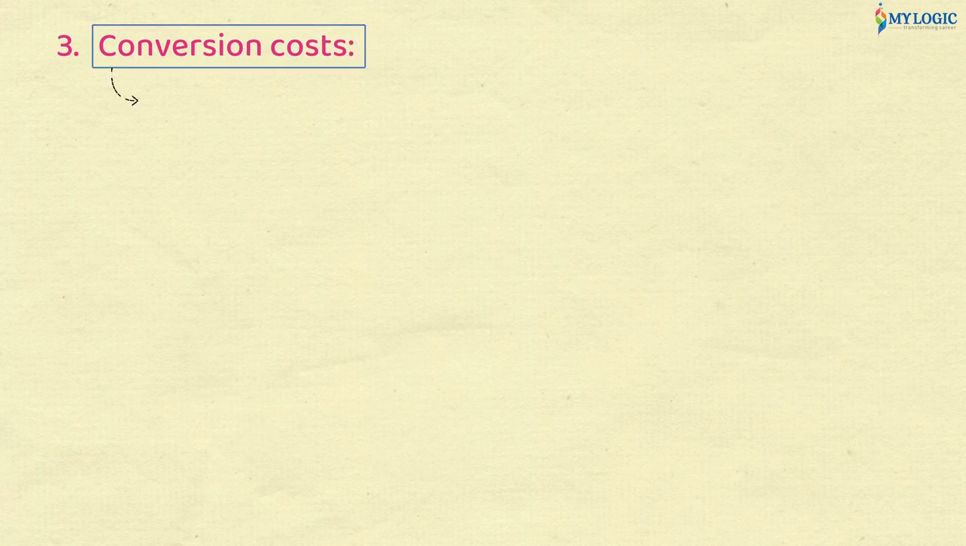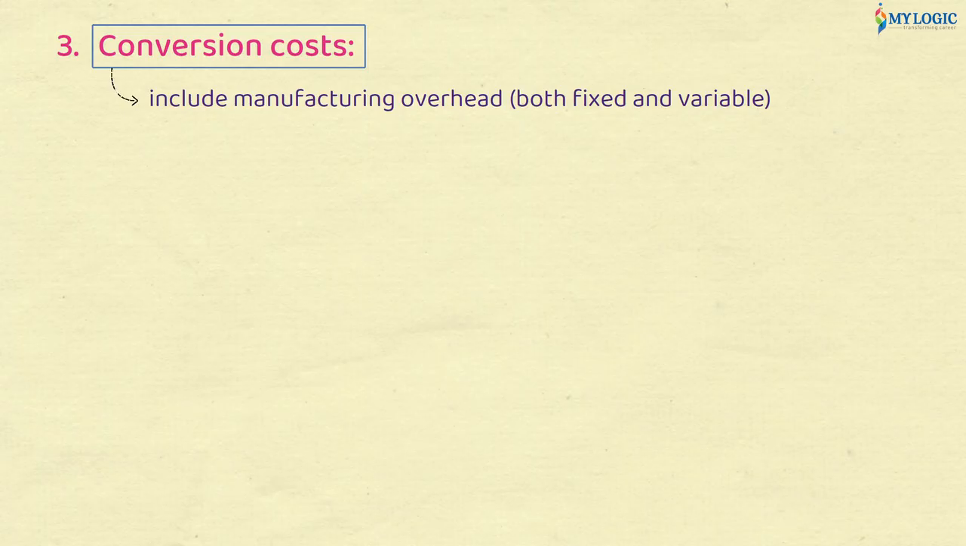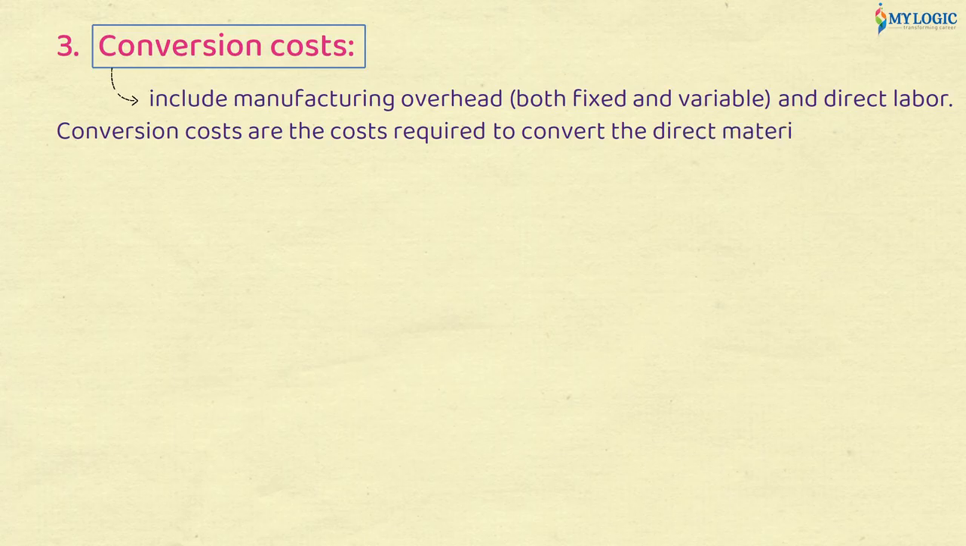Number 3. Conversion costs. Conversion costs include manufacturing overhead, both fixed and variable, and direct labor. Conversion costs are the costs required to convert the direct materials into the final product.